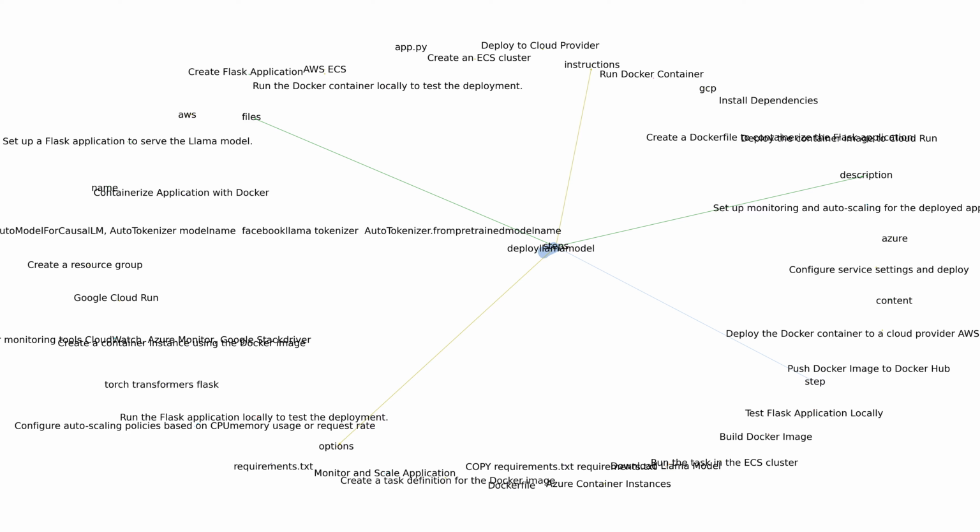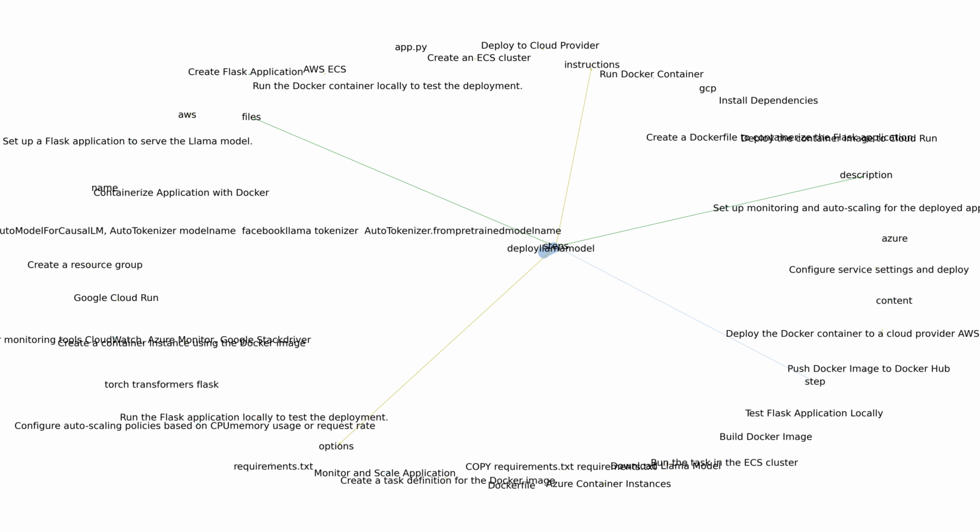Deploy Llama model. Steps. Step: Install dependencies. Description: Install necessary libraries and tools for deployment. This includes installing Python packages such as Torch, Transformers, Flask, and Gunicorn.